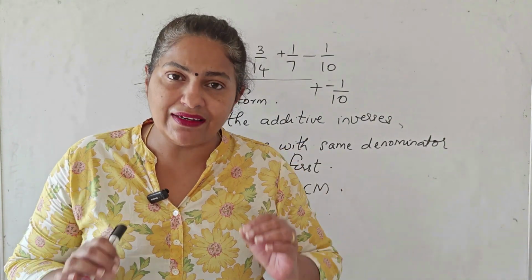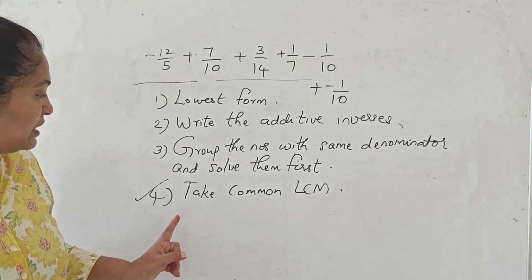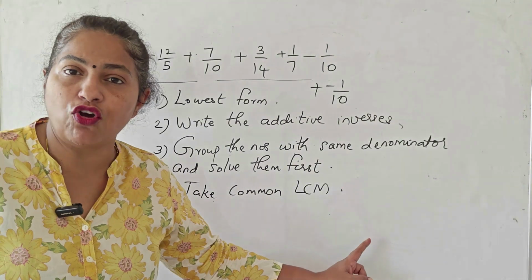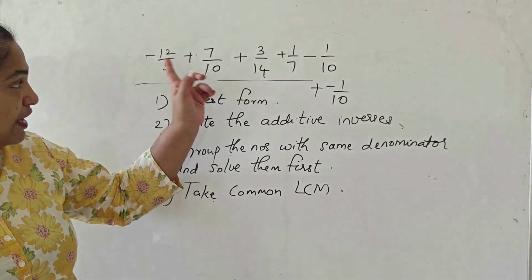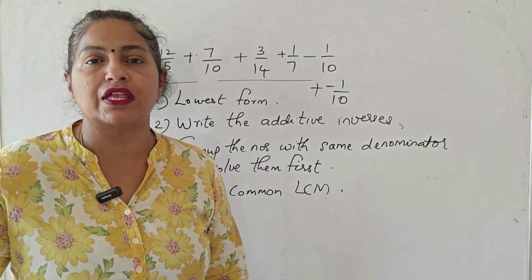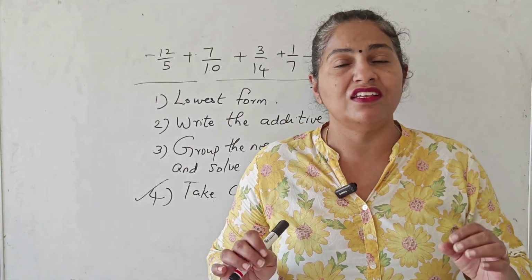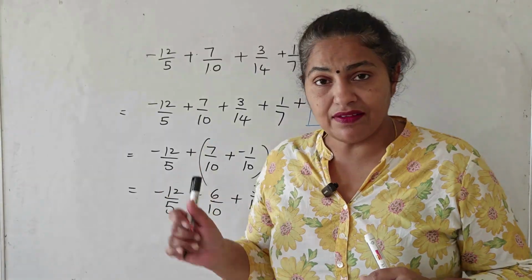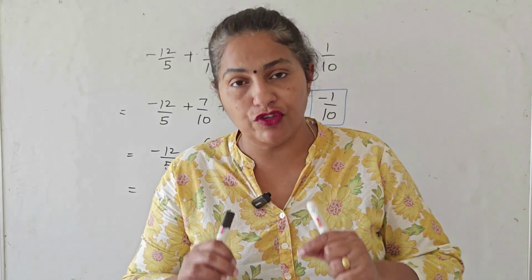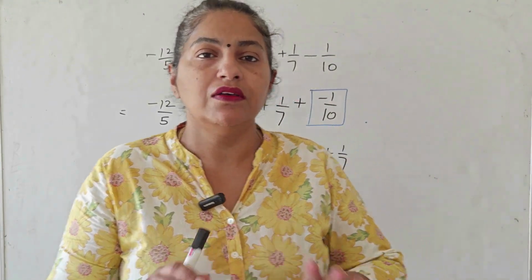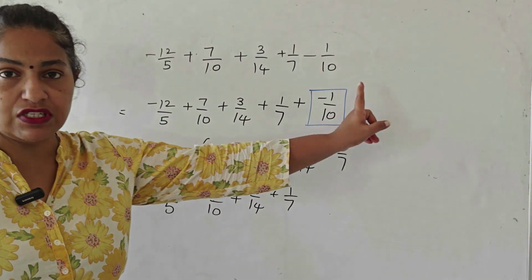So, now let us apply these 4 methods, the last one being taking the common LCM, and find the answer for this particular sum so that you get a clear understanding of which steps are to be followed in which sums. Look at the sum. I have done the first few steps. I have not completed the sum. So let us see how to proceed. This was the question.